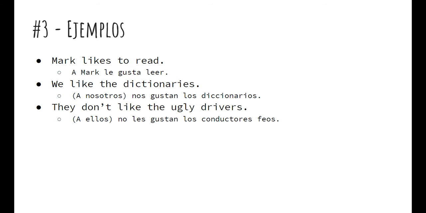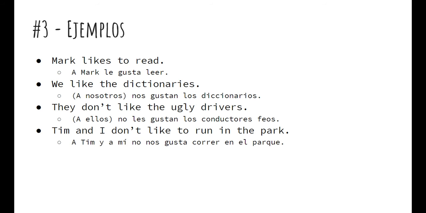So the les there is matched with the they, and then los conductores feos, what was our direct object, has become our subject, and it is plural, so it's gustan. Tim and I don't like to run in the park. A Tim y a mí no nos gusta correr en el parque. So Tim and I, that was our subject, become indirect object pronoun.